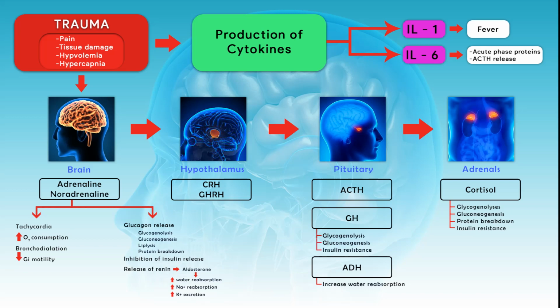And adrenaline and noradrenaline are also involved in release of renin, which activates the renin-angiotensin-aldosterone system that ultimately results in aldosterone release. Aldosterone is involved in conservation of water and sodium and also promotes potassium excretion from the body. The same signals of pain and tissue damage, along with cytokines, result in release of different hypothalamic hormones, and these hormones affect secretion of pituitary hormones.